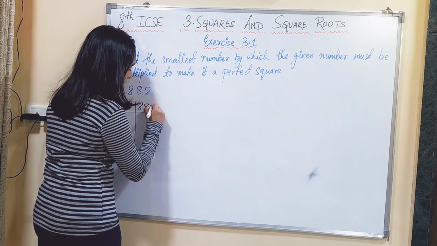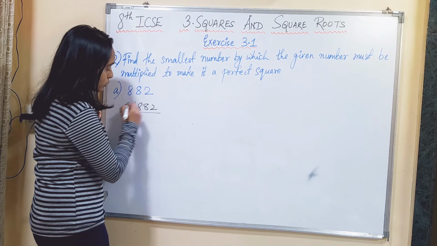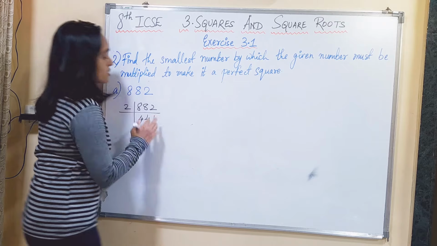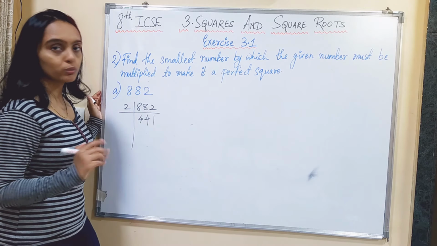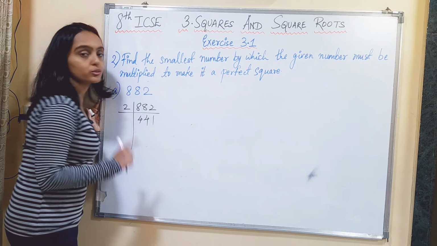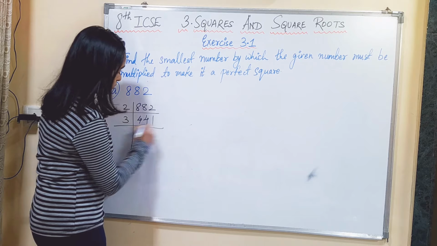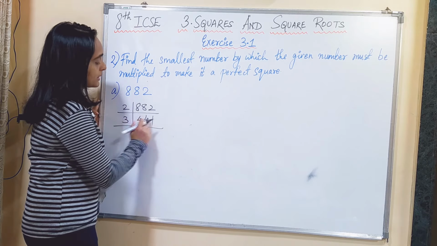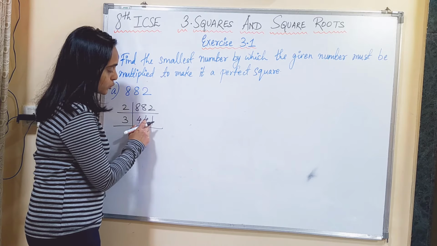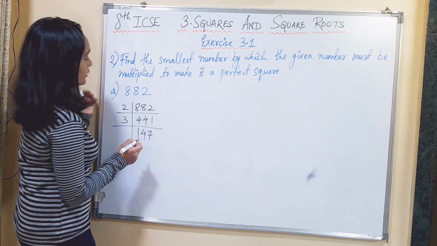So 882. This number is clearly divisible by 2. So 2 4s are 8. Then again 2 4s are 8. 2 1s are 2. So now this number is not divisible by 2. We will check for 3. 4 plus 4 is 8 plus 1 is 9. So 9 is divisible by 3. So this number is also divisible by 3. So 3 1s are 3. Then carry 1. 3 4s are 12 and carry 2. So 3 7s are 21.